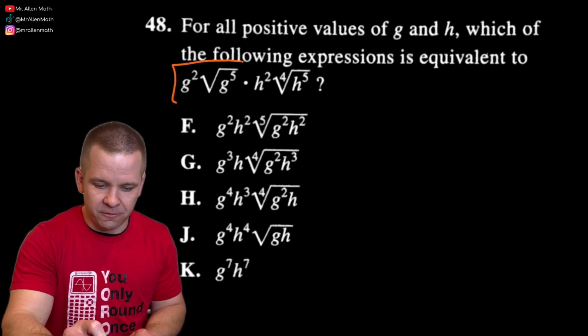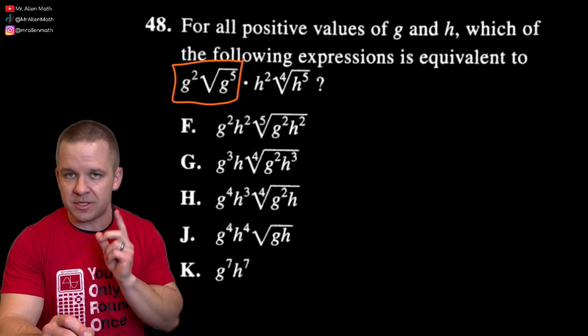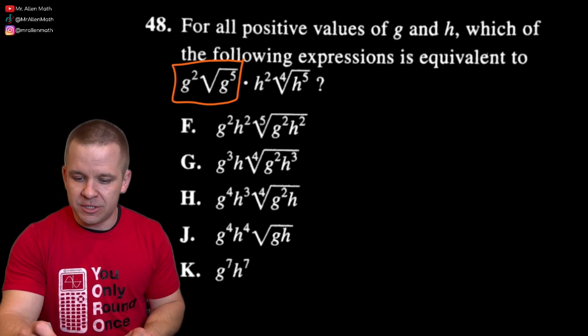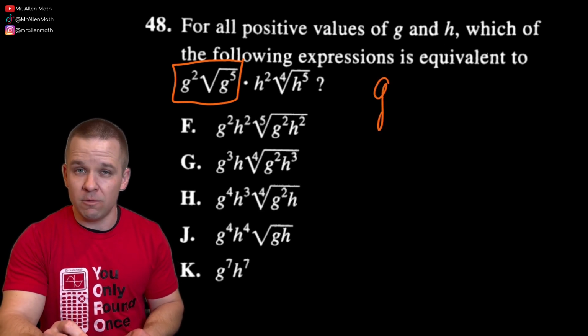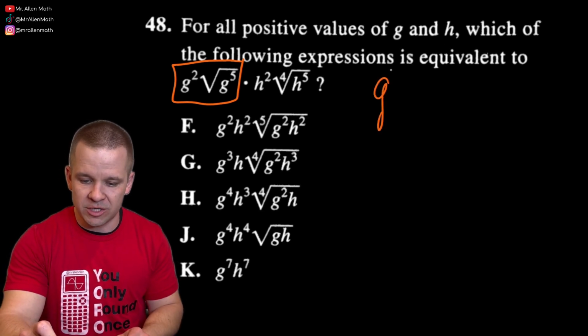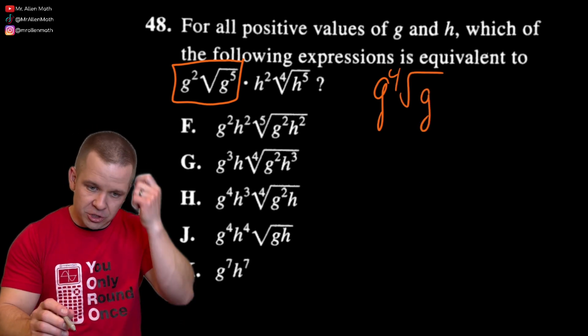I'm going to work with the g's first, and I'll do that in orange. I could take out 2 pairs of g's there because it's a square root, right? And if I do that, I took out 2 pairs, so g squared times g squared is g to the fourth, square root of g. So that's what I get for the g's.